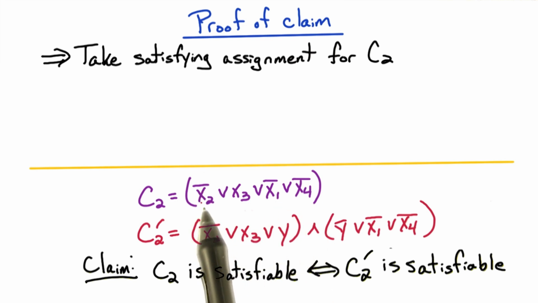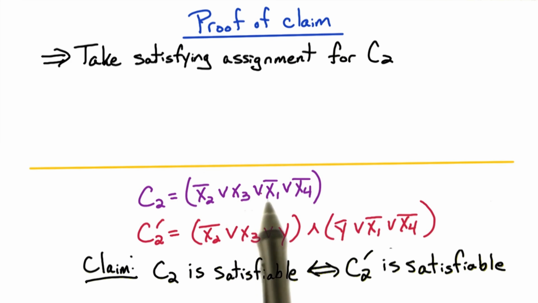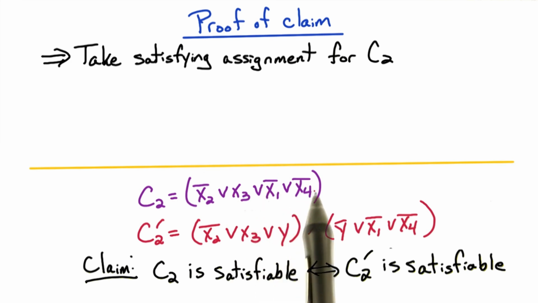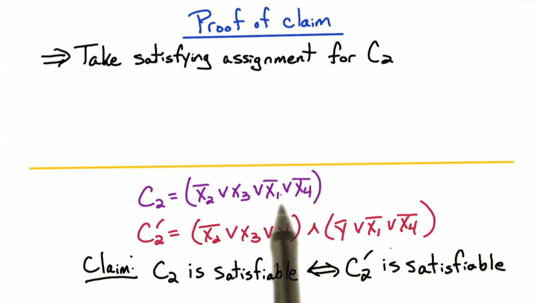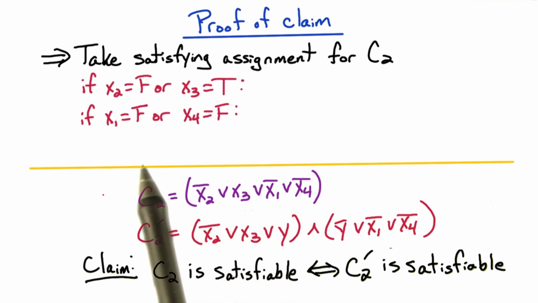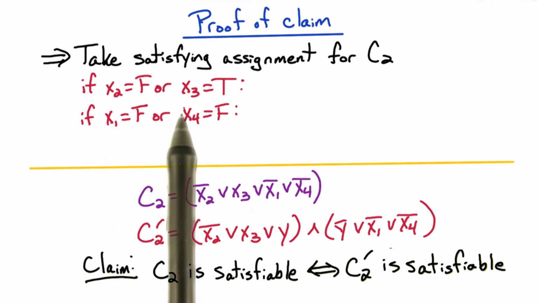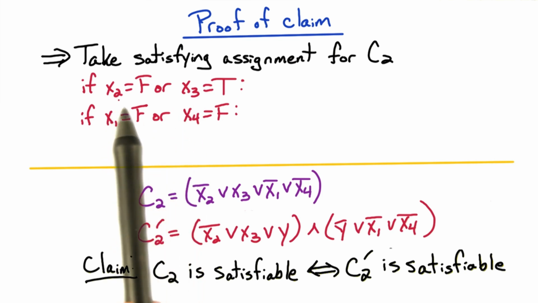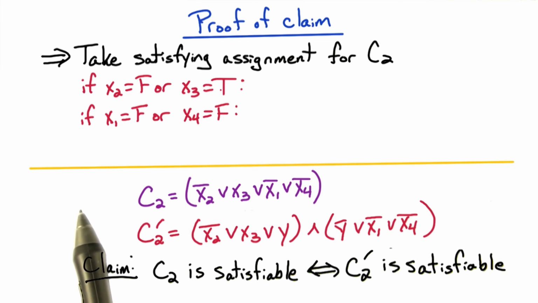Either x2 equals false, x3 equals true, x1 equals false, or x4 equals false. Maybe some combination of those hold, but at least one of those has to hold. We'll break up these 4 cases into the following pair of cases. We'll consider whether x2 equals false or x3 equals true.